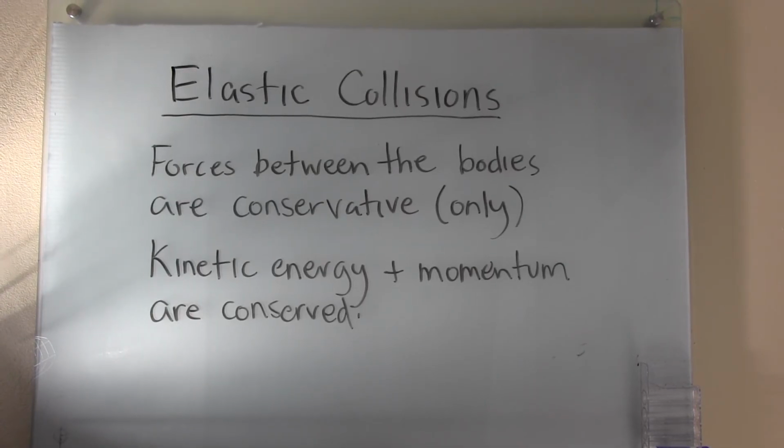Elastic collisions. Elastic collisions are collisions where the forces between the bodies are only conservative, so no mechanical energy will be gained or lost. Therefore, the total kinetic energy and the momentum are conserved in this type of collision. Examples would be a collision between two marbles or two billiard balls. Also, collisions between very small particles are considered elastic.